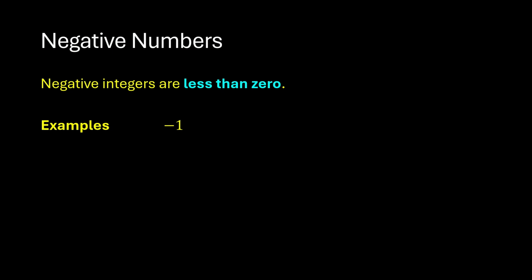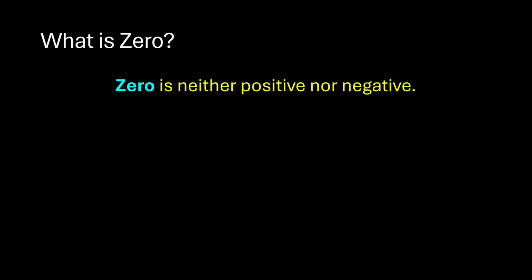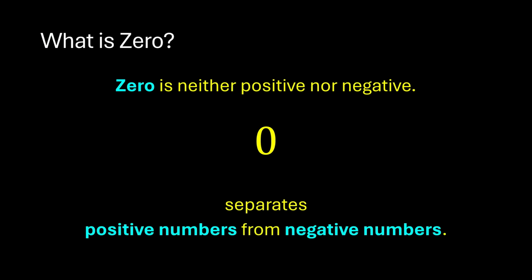Negative integers are less than 0. They always have a minus sign. They help us to describe situations such as debts, temperatures below zero, and depths below sea level. So here, for example, we have -1, -2, -3, -4, and -5. 0 is a very special number. It is not positive and it is not negative. Instead, it separates positive numbers from negative numbers.